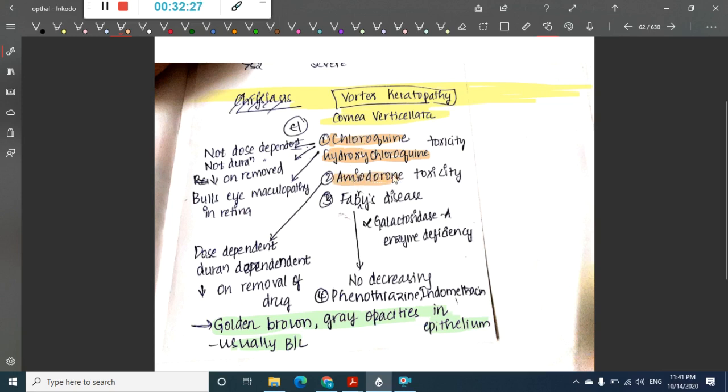Amiodarone toxicity is dose dependent and duration dependent, and is decreased on removal of the drug. It can cause vortex keratopathy. Then Fabry's disease, which is alpha galactosidase A enzyme deficiency, can also cause it. Drugs like phenothiazine and indomethacin are also associated. So the causes are chloroquine, hydroxychloroquine, amiodarone, Fabry's disease, phenothiazine and indomethacin.